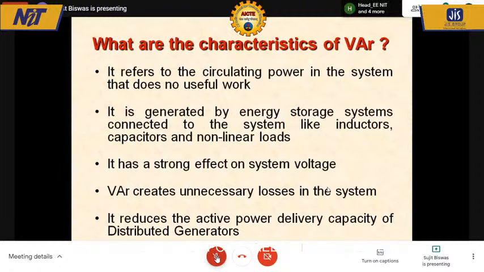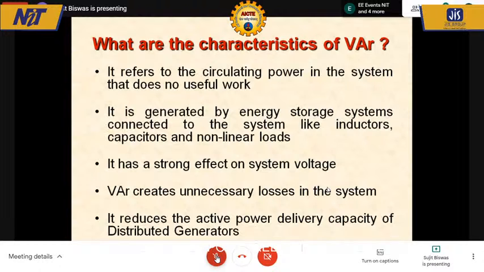Systems connected to the main system like inductors, capacitors, and nonlinear loads. It may not be very easy to understand why nonlinear loads at the moment. We'll see later. It has a strong effect on system voltage. VAR creates unnecessary losses in the system because of the additional current flow.